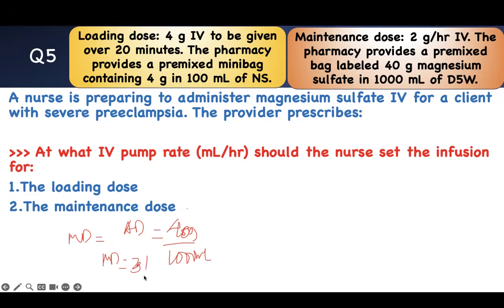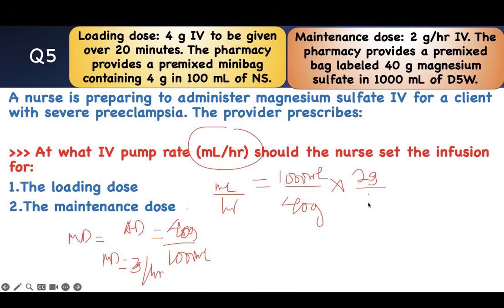And then our maintenance dose, they want us to do 2 grams per hour. So what answer choice do we want? ml over hour. That's the rate they want. And I want the volume to be high on top. Therefore, I say 1,000 ml over the 40 grams. That's the first thing. Then you multiply by the maintenance dose. You have 2 grams per hour.